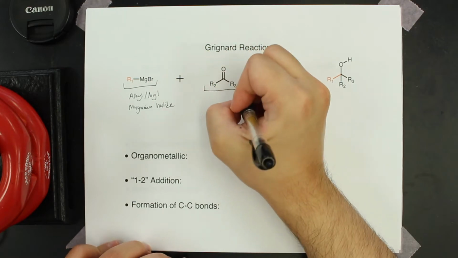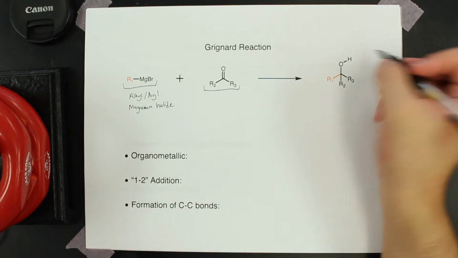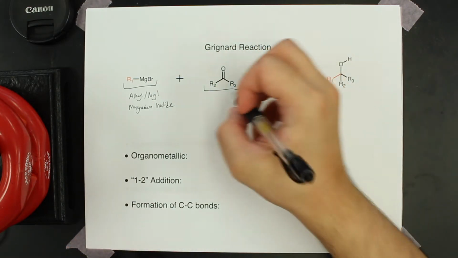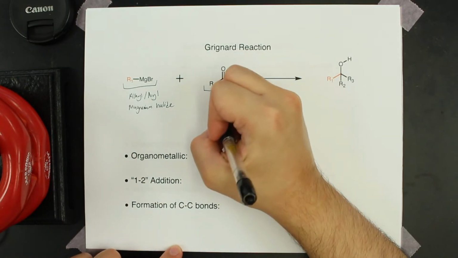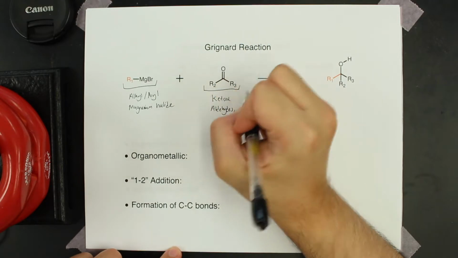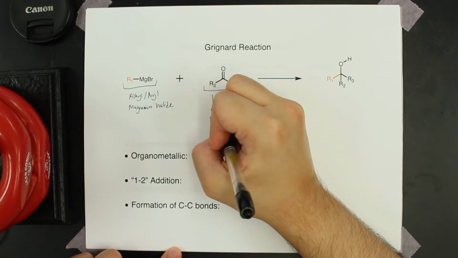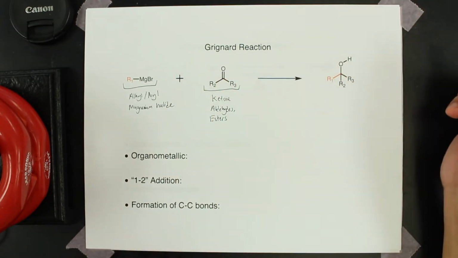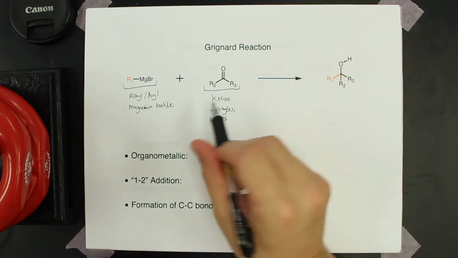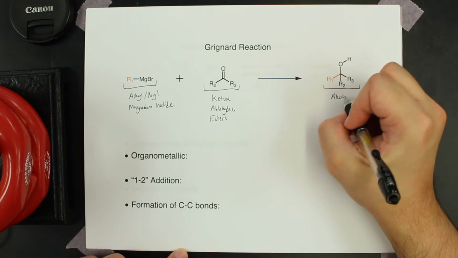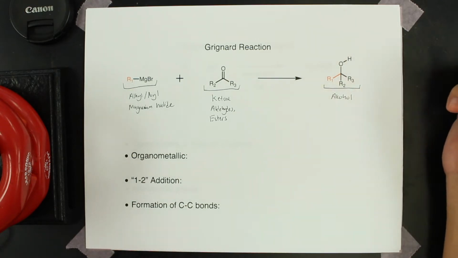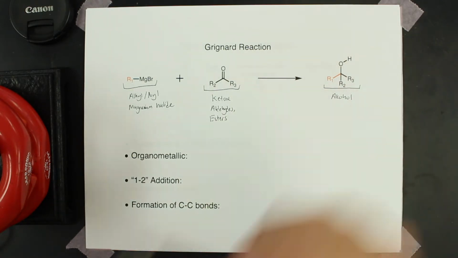And you react it with a carbonyl group. Only certain carbonyl groups undergo the Grignard reaction. Those are ketones, aldehydes, and sometimes esters. If you have an ester, it reacts to form an alcohol. And we'll go into what kinds of alcohols it can form depending on whether it's a ketone, aldehyde, or ester.